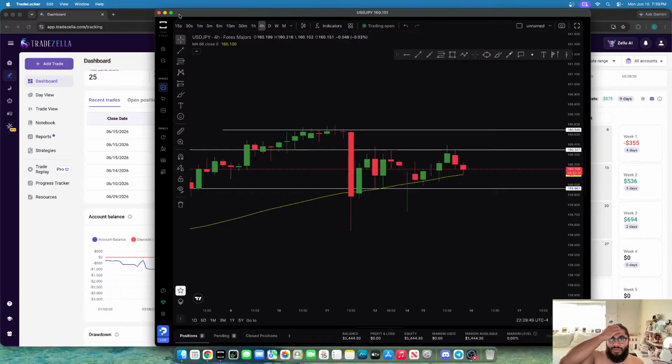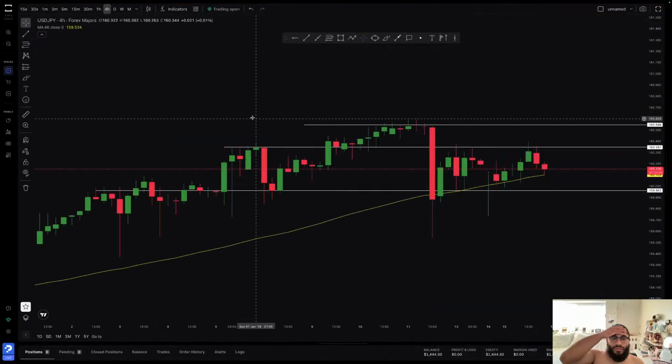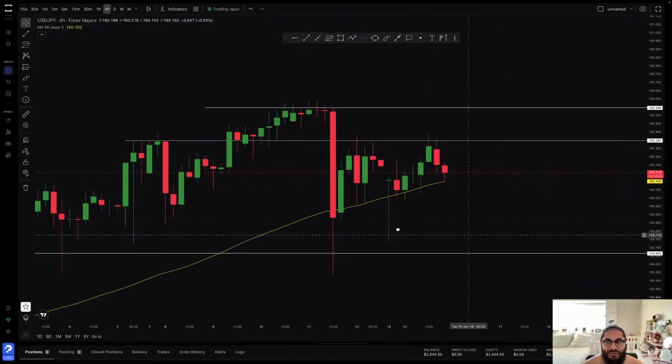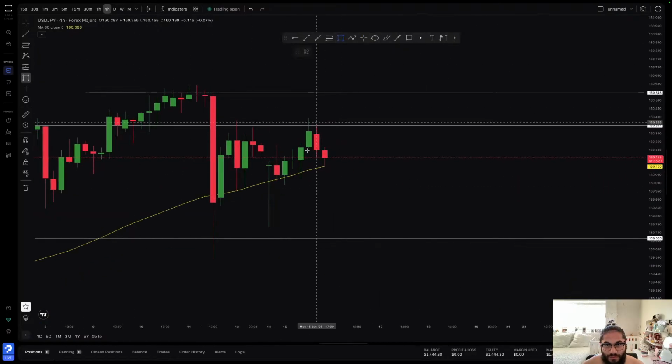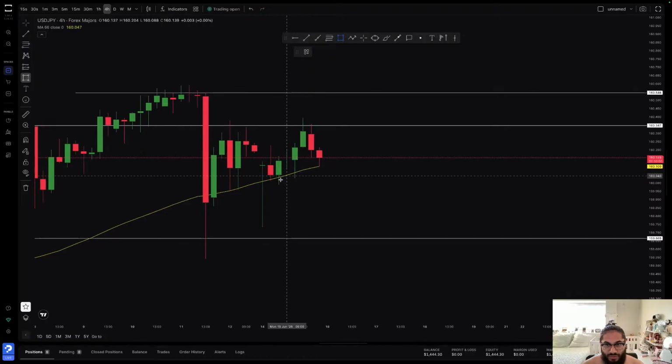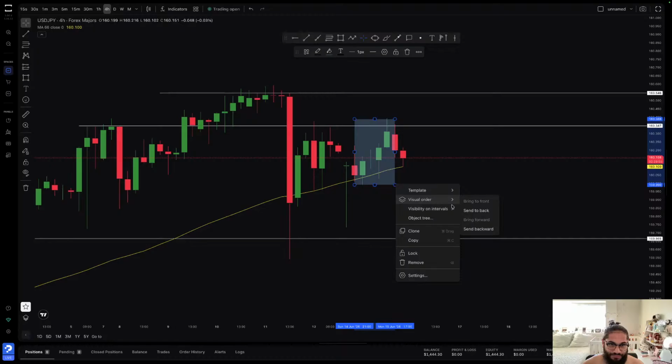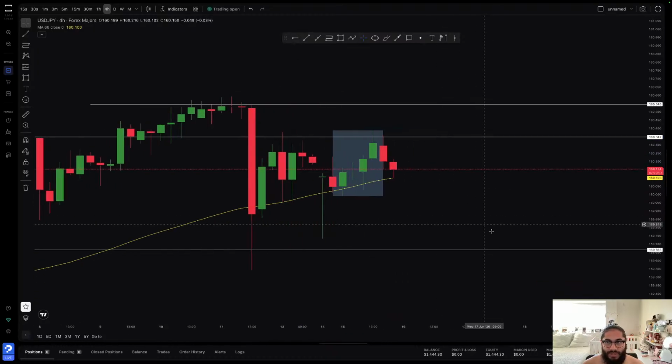So this trade was on UJ, right? So pretty much caught this move right here. This is the move. It was 1, 2, 3, 4. These four pushes right here, these four candles. So let's talk about it, right?